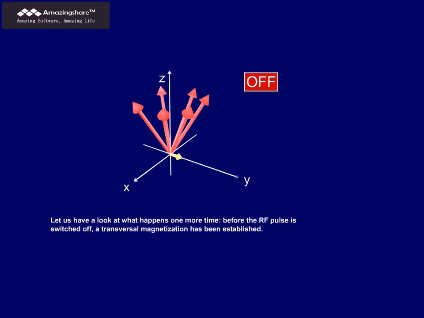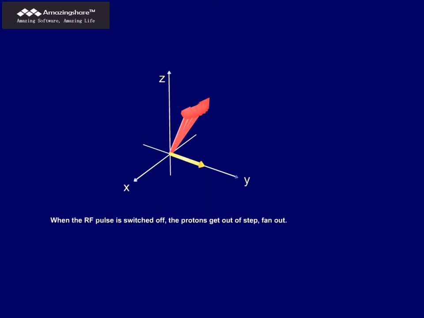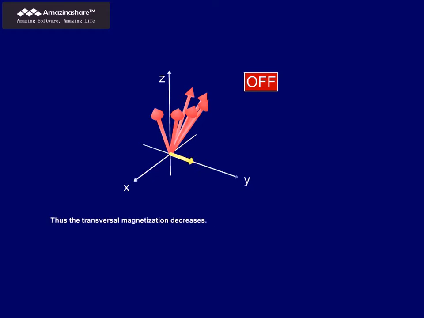Let us have a look at what happens one more time. Before the RF pulse is switched off, a transversal magnetization has been established. When the RF pulse is switched off, the protons get out of step, fan out. Thus, the transversal magnetization decreases.